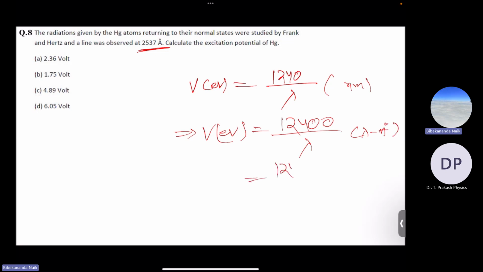So it is 12,400 divided by 2537. So it will be how much? It is around 4.88. So the correct option will be 4.89 electron volt.